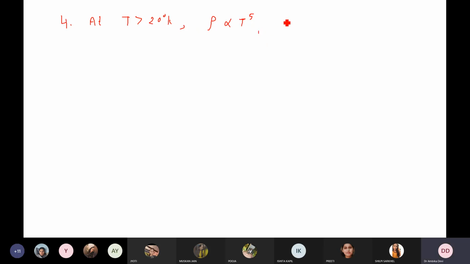If I talk about the resistivity of some of the metals at helium temperature, at liquid helium temperature, you know what is liquid helium temperature?